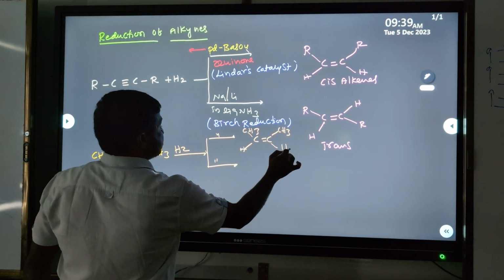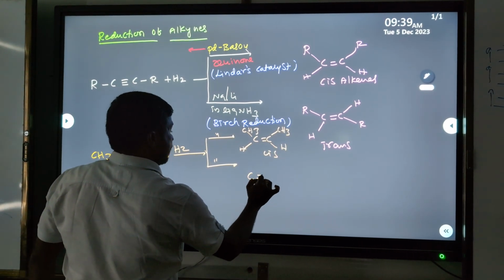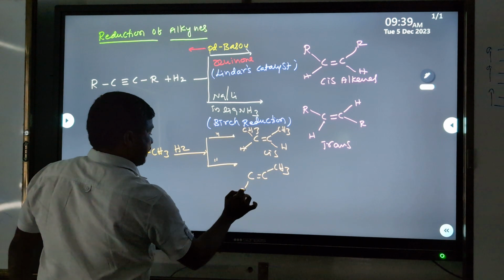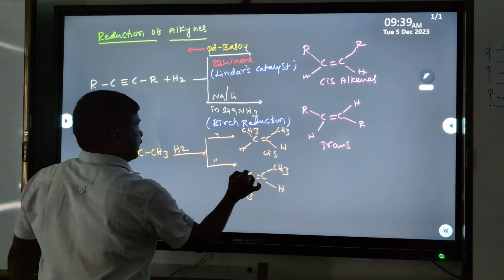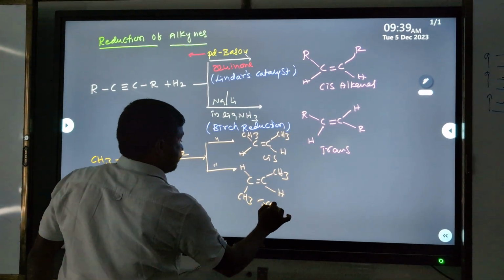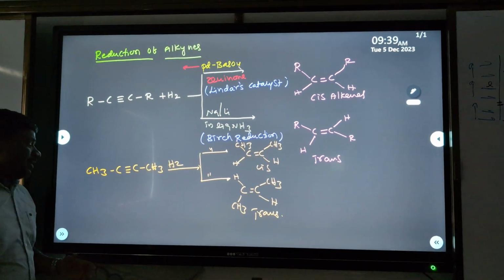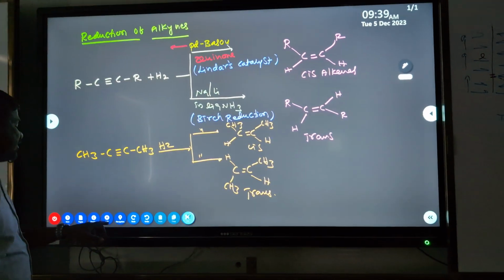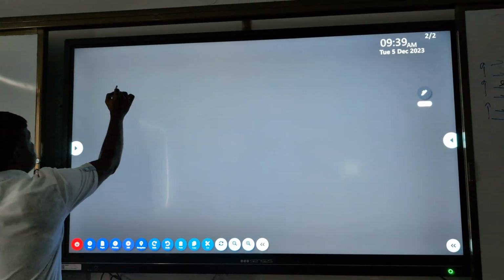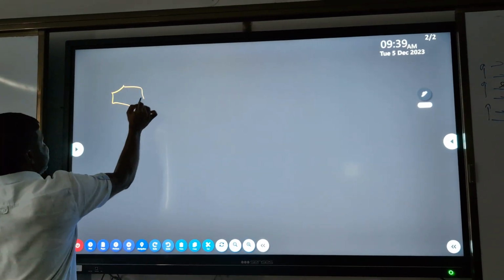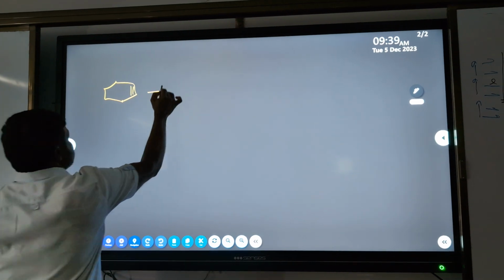With CH3 and H on the same side, this is cis-2-butene. Then another one is CH3, H on opposite sides. This is trans-2-butene. Cis-2-butene, trans-2-butene. But in the other case, if you are taking a cyclic system, it is very difficult to understand which one is cis and which one is trans.